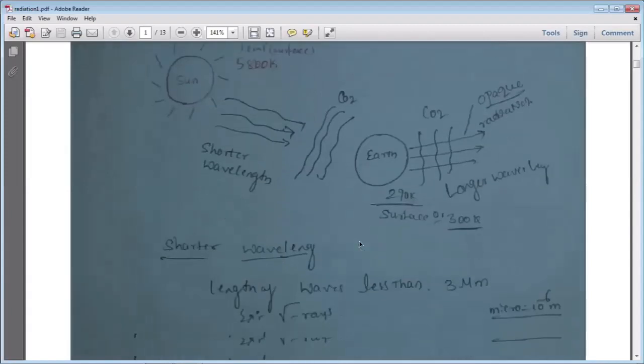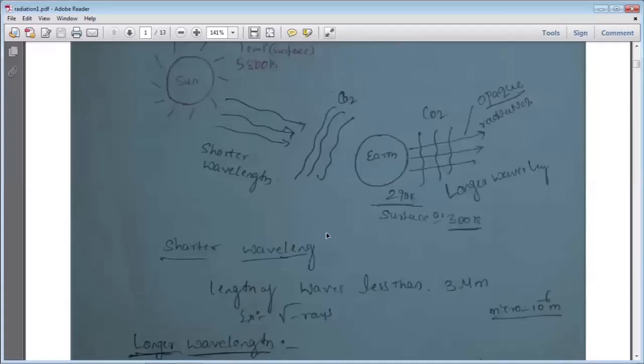Suppose we take the greenhouse effect. The temperature increases when the greenhouse gases are released, and then radiation takes place. CO2 does not allow longer wavelengths to pass through the CO2 gases. Hence, the temperature of the greenhouse effect will increase.